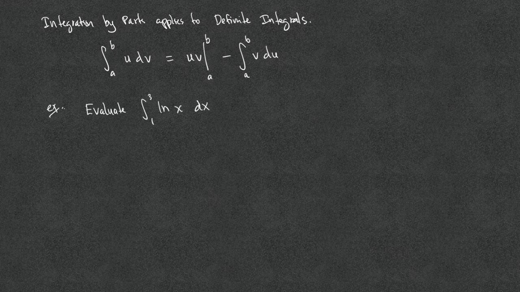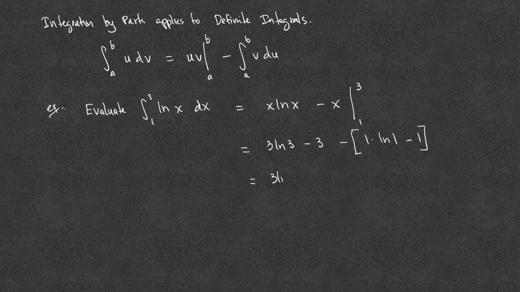For example, evaluate the integral from 1 to 3 of ln of x dx. Using integration by parts, we know that the antiderivative of ln of x is x ln of x minus x. Evaluate at 1 and 3 using the fundamental theorem of calculus: 3 ln of 3 minus 3, minus 1 ln of 1 minus 1. Simplifying this, we have 3 ln of 3 minus 2. This is the exact answer to the definite integral.